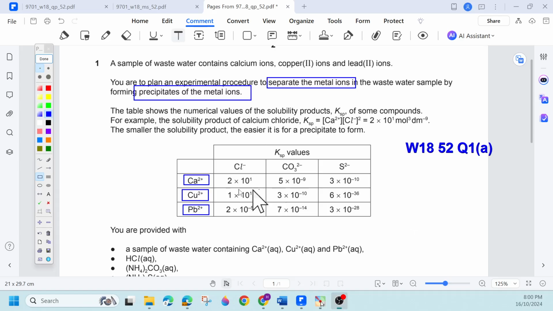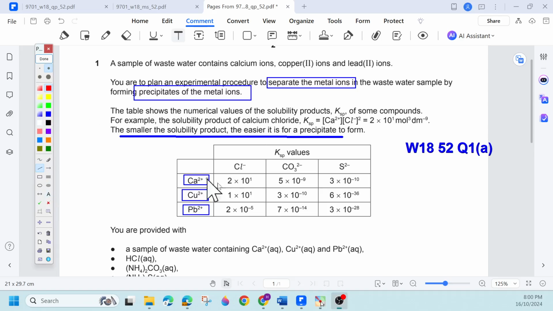Okay, so now they give you the Ksp, the solubility product, which is actually the concentration of the ions multiplied together with their powers. Now, I want you guys to read this key sentence: the smaller the solubility product, the easier it is for a precipitate to form. That means the smaller it is, that's the first one that will form a precipitate. So now let's rank them.